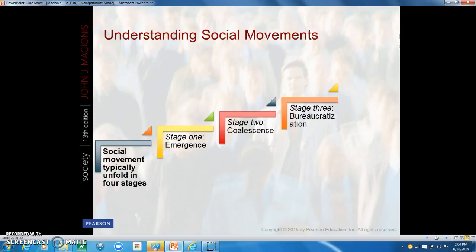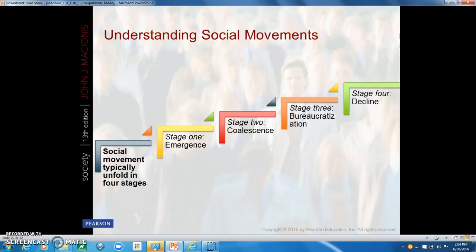Stage 3 is bureaucratization. This is more or less a formalization of things. A formal structure is developed, rules and policies and tactics are laid out. It's during this stage that the movement becomes integrated into society. So at this stage, all the unrest, discontent, and popular excitement has largely ceased, and it's been replaced by organized groups and structured activities. Then stage 4 is decline.